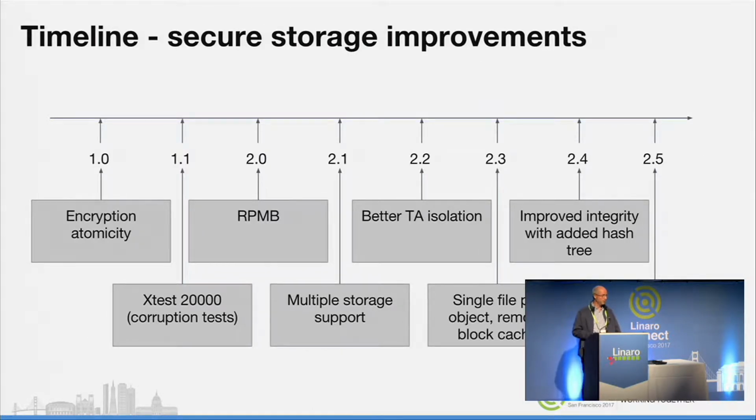And as we can see here, we have improved secure storage over time. Last presentation, I think, was at 2.1 with the multiple storage support. After that, we have improved isolation between TAs and simplified parts of the implementation, and then after that, improved the integrity with a hash tree, which I'm going to talk about today. And finally, also use RPMB for anti-rollback protection.